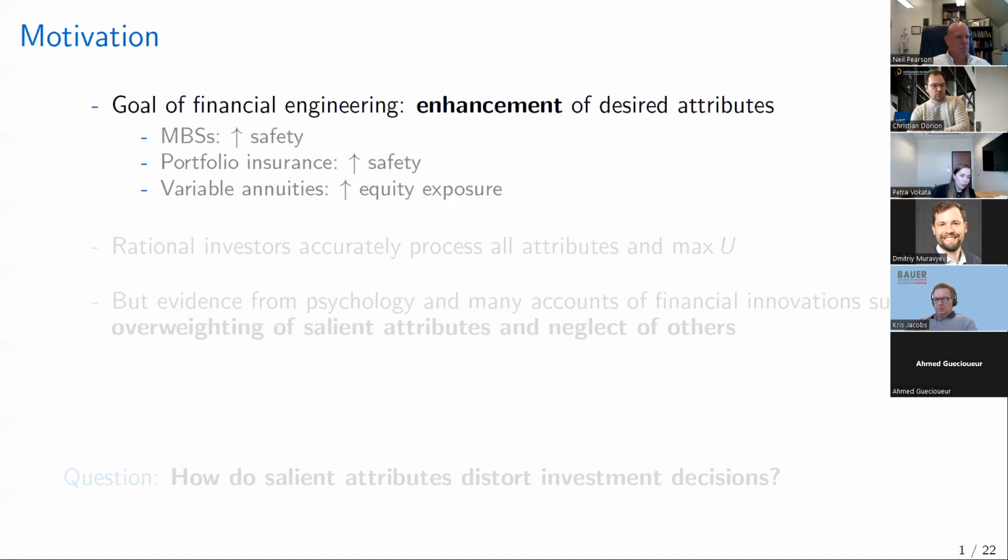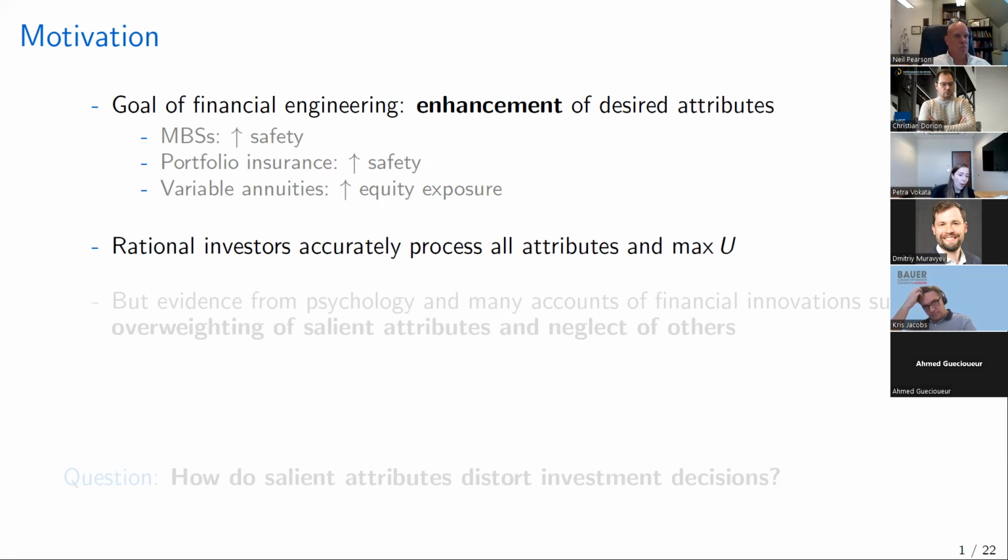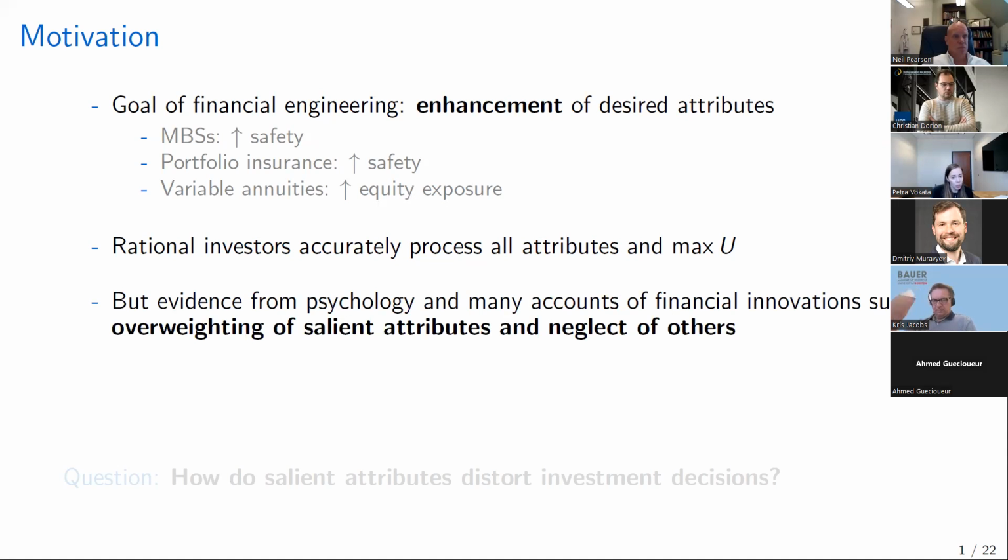Now, in the rational choice theory, all of this enhancement or engineering would typically only improve welfare as rational investors correctly process all the attributes and maximize utility. However, we have tons of evidence from psychology and also many accounts of financial innovations and cases of financial engineering, which suggest that investors may be overweighting the most salient attributes, so the attributes that are most visibly observed, and they may neglect some other attributes, such as risk.